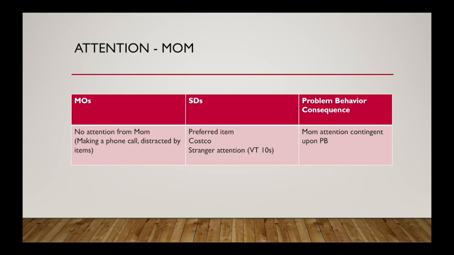The next condition will test for the function of mom's attention. The MO will be no attention from mom in the form of a phone call or her being distracted by specific items in the store. The stranger should provide non-contingent attention in order to isolate the function of mom's attention through smiles and glances. If the problem behavior occurs in this condition, mom will provide vocal attention to the behavior.